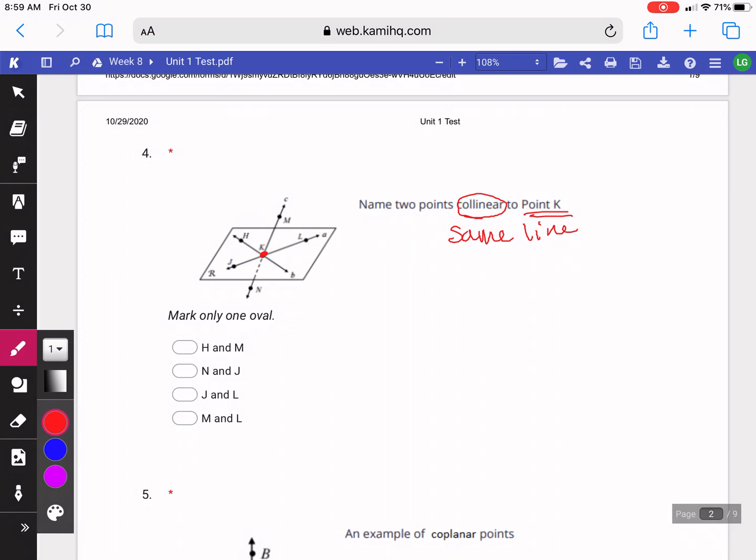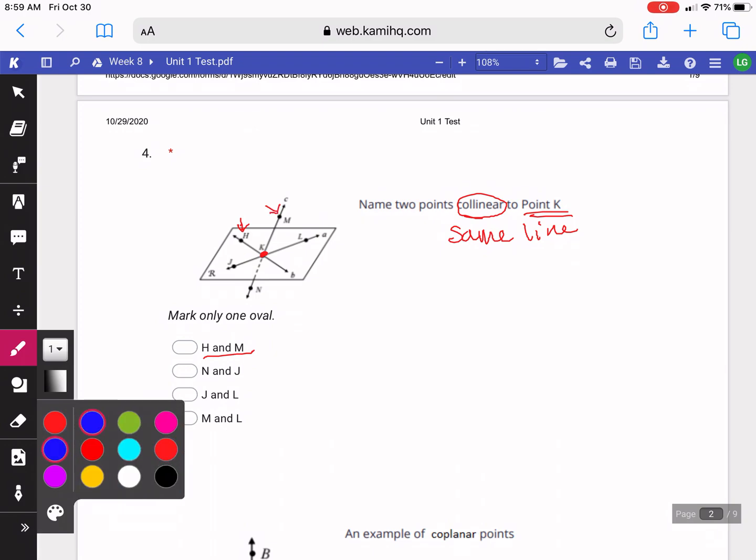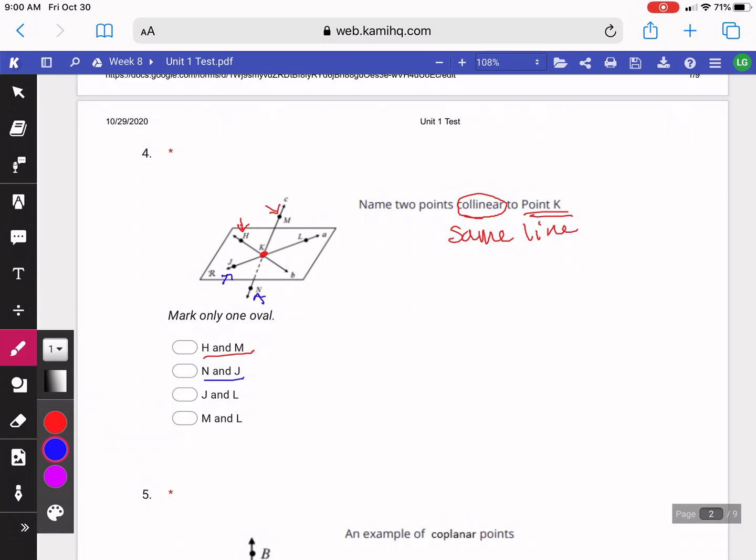So one says H and M, but if you look at H and M, those are not on the same line. The next answer choice says N and J. If you look at N and J, they are not on the same line as each other. Our next answer choice says J and L. If you look at J and L, they're both on line A with K. So J, K, and L are collinear points. So that would have been the correct answer.